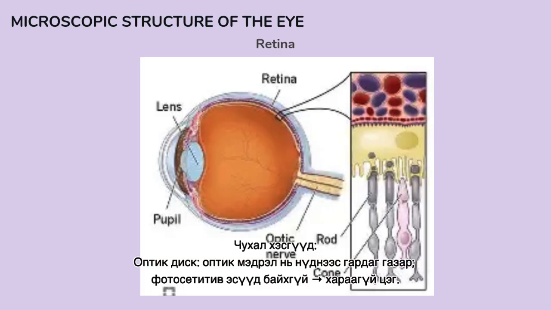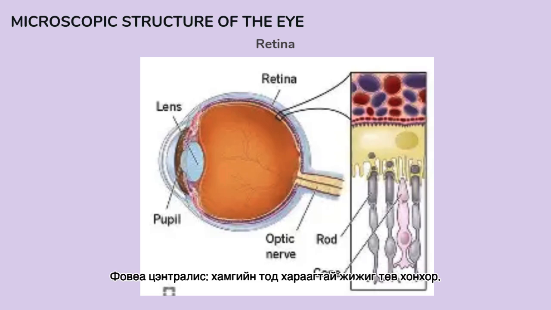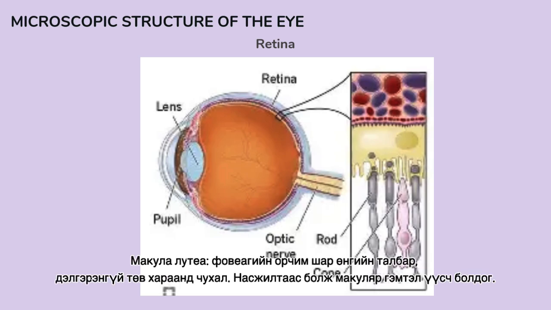No photoreceptors means a blind spot. And the fovea centralis is a small central pit with the sharpest vision. And there's the macula lutea. It's a yellow area around the fovea, and key for detailed central vision. It can also be affected by macular degeneration as we age.